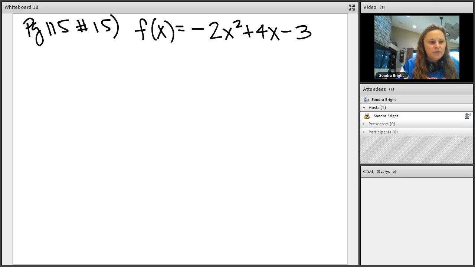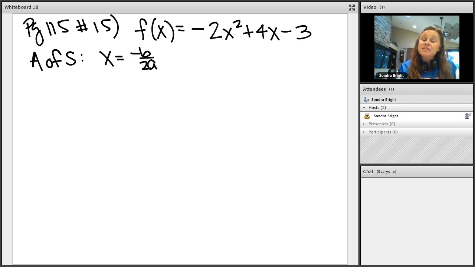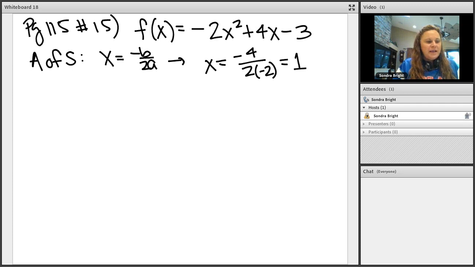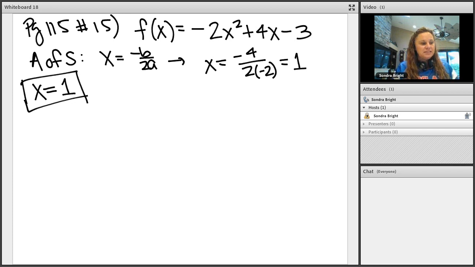All right, so let's start with the axis of symmetry. The axis of symmetry is going to be x equals -b over 2a. And you must include the x equals because the axis of symmetry is a line, so you need the equation. So it's x equals -4 over 2 times -2, which ends up being 1. And so what you're going to write is x equals 1. You will get points off without the x equals because it is the axis of symmetry.